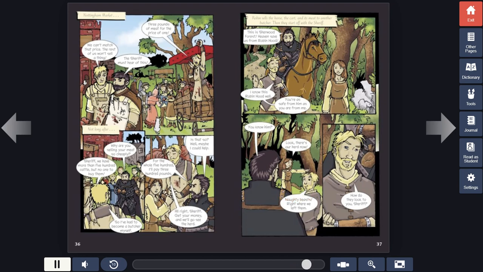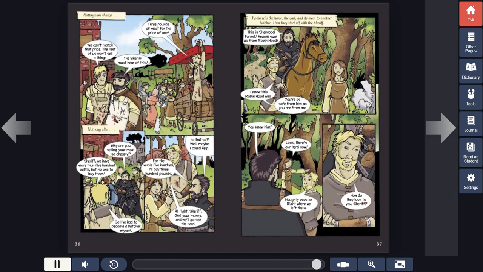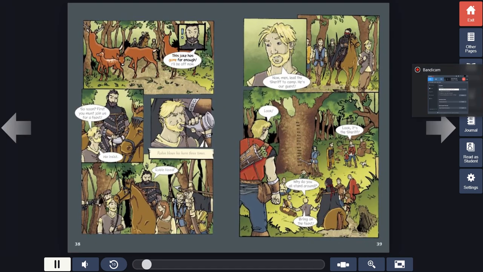Naughty beasts, right where we left them. How do they look to you, Sheriff? This joke has gone far enough. I'll be off now. So soon? First you must join us for a feast. We insist. Robin blows his horn 3 times. Robin Hood! Now, men, lead the sheriff to camp.